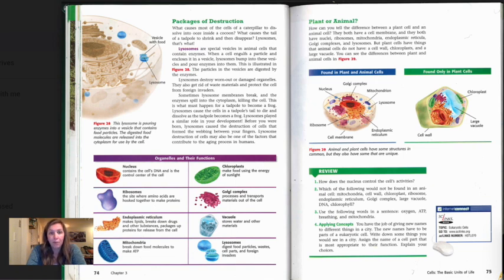And 4. Applying concepts. You have the job of giving new names to different things in a city. The new names have to be parts of a eukaryotic cell. Write down some things you would see in a city. Assign the name of a cell part that is most appropriate to their function. Explain your choices. For example, the Golgi complex processes and transports materials out of the cell. I would probably call that the post office. It's just a hint for you.